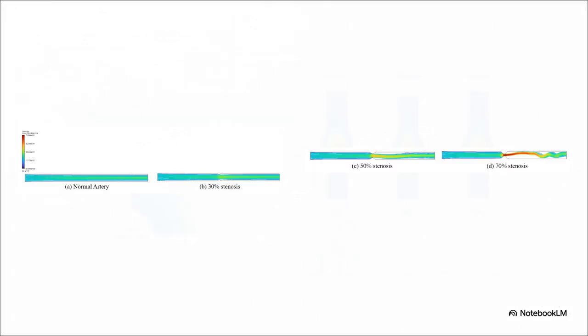To truly visualize the physical chaos happening downstream, these streamline plots are just incredible. They perfectly capture the smooth, uniform, laminar flow of the healthy vessel. Contrast that with the severe downstream flow distortion, recirculation zones, and flow separation caused by the 70% blockage. It's a turbulent mess that further disrupts healthy blood delivery.